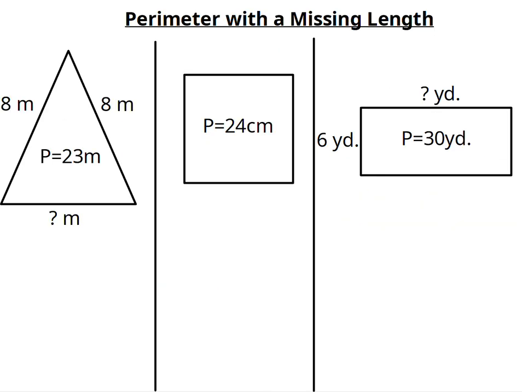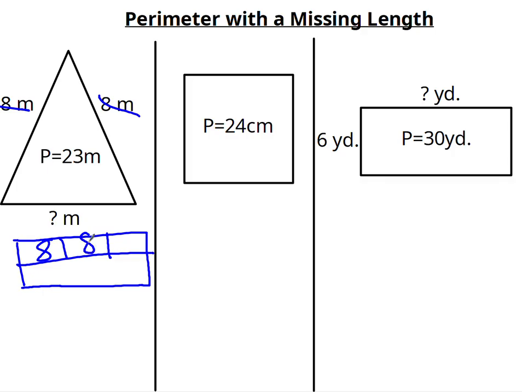Sometimes we need to find the missing length if the perimeter is given. Here are some examples. In this example, we are still using a strip diagram. Again, there are 3 sides on a triangle. We have 8 meters, 8 meters. We don't know the third side, but we know the total is 23 meters for the perimeter. In order to find this number, we're going to add up all the numbers that we already know, which is 8 plus 8 equals 16.